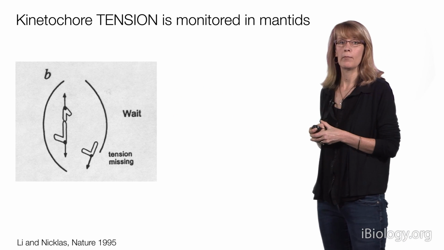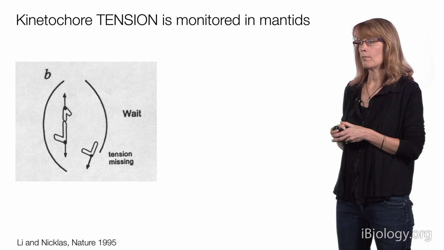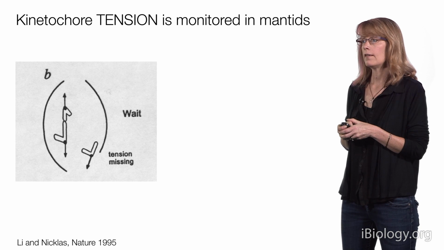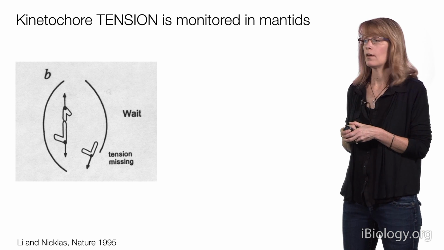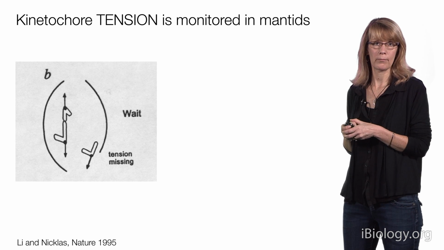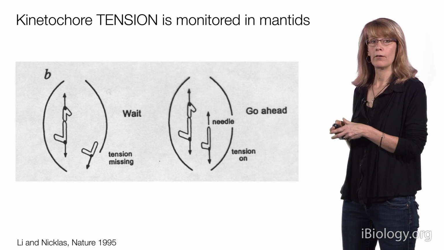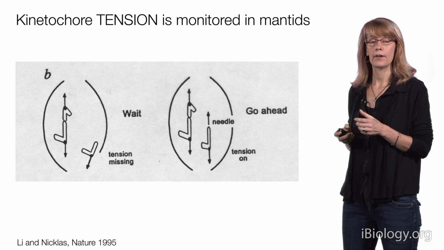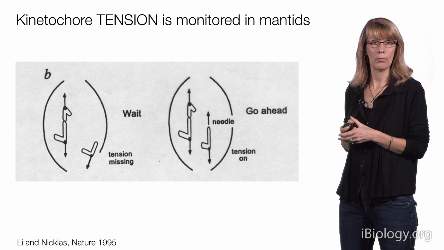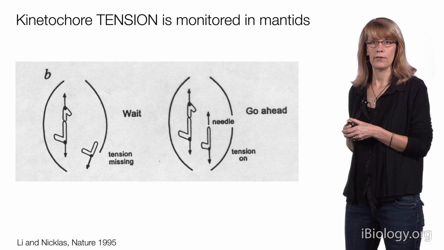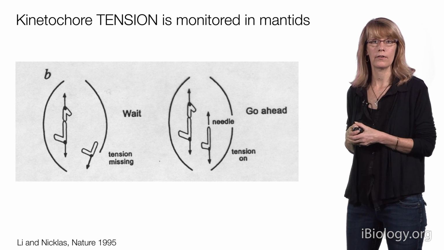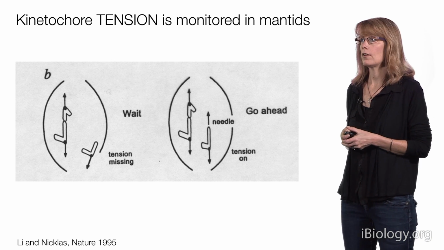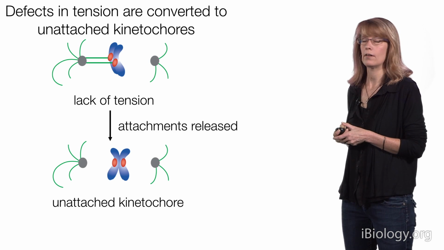However, remember that classic experiment I told you about from Bruce Nicklas, where there was a mono-oriented chromosome attached, where both sister kinetochores are attached to the same pole. In that situation where there's no tension, but there is attachment, it turns out that the cell cycle was stopped due to the checkpoint. And when he went in and micromanipulated and applied opposing tension, it turned out that the cell cycle went ahead, even though the kinetochores were attached to the wrong pole. And so this showed that tension seemed to be sufficient to tell the cell that everything was ready to go, even though those attachments were incorrect. So it's still really confusing whether tension or attachment is the primary signal. And I just want to remind you that defects in tension are converted to unattached kinetochores.